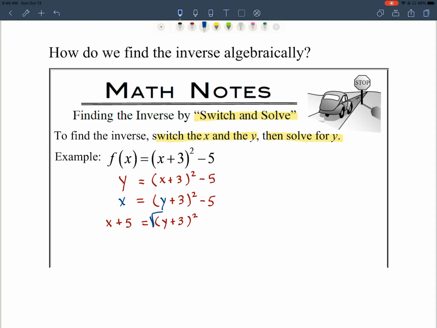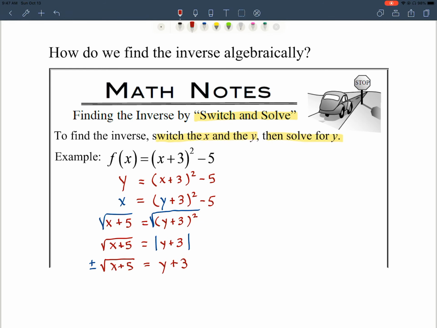And now we're going to end up taking the square root of each side to undo the square. So we're looking at the square root of x plus 5 is going to equal the absolute value of y plus 3. Remember, when you take the square root of something that's squared, there's going to be two possible answers there. We can square two different numbers, the positive and negative versions of something, to get an answer. So this leads us to this point here where we have the positive or negative square root of x plus 5 is what our y plus 3 has to be.